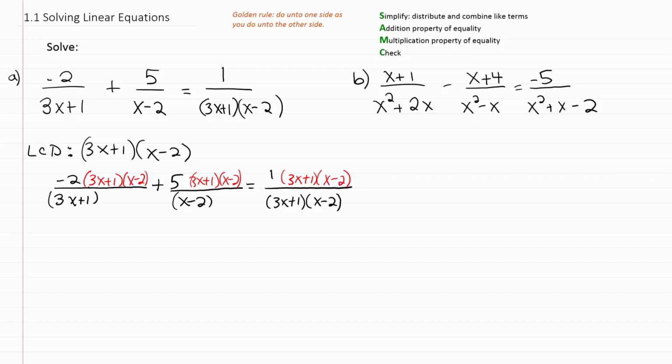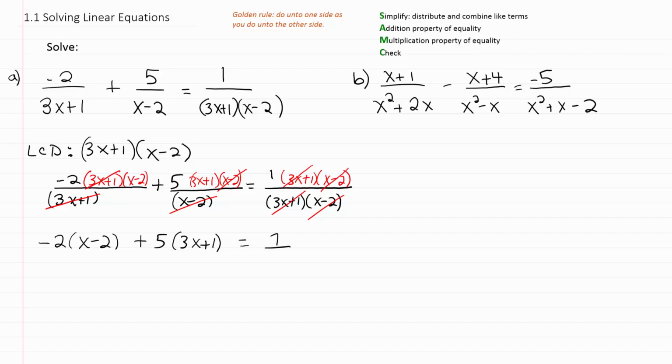All right, now let's cancel anything that can be canceled out for each fraction. So 3x plus 1 will cancel with the 3x plus 1, leaving you negative 2 times x minus 2. And we'll have x minus 2 canceling with x minus 2. And then in this last one, everything cancels out, right? So we can cancel both 3x plus 1 and the x minus 2. So we'll rewrite that as negative 2 times x minus 2 plus 5 times 3x plus 1 is equal to just 1. So look how nice the equation is now.